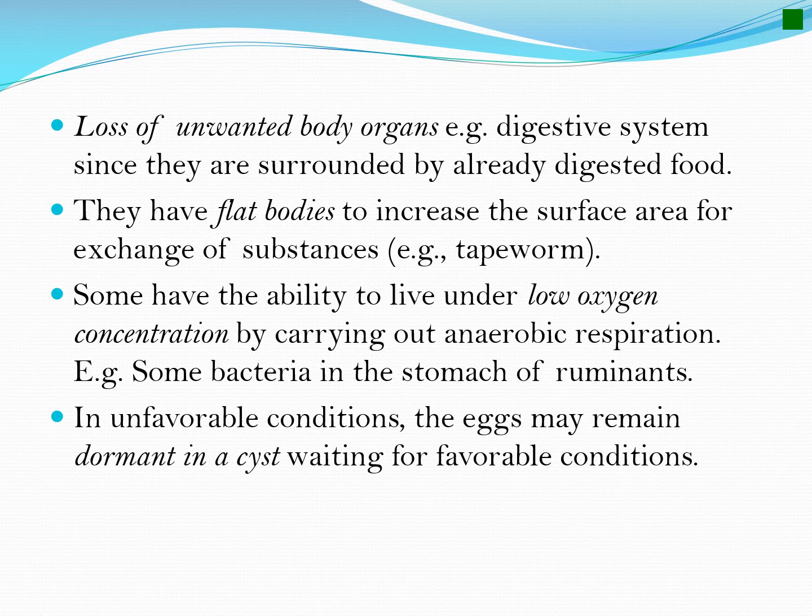They have flat bodies. If we take once again the example of Taenia, a flat body allows it to absorb easily, or simply to increase the surface area for the absorption of nutrients. Some have the ability to live under low oxygen concentration by carrying out anaerobic respiration. If we still take our digestive tube as an example, we see that it is obviously poor in oxygen. So living organisms there, or parasites that survive there, should be able to carry out anaerobic respiration because the medium is poor in oxygen.